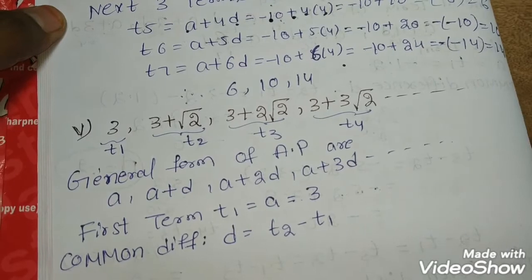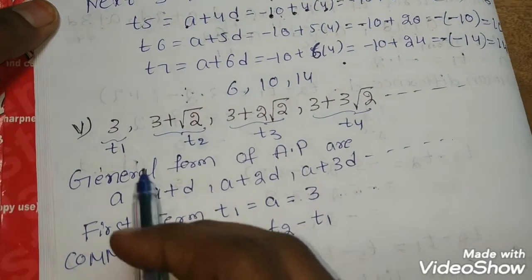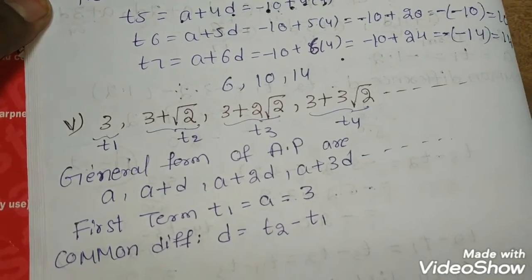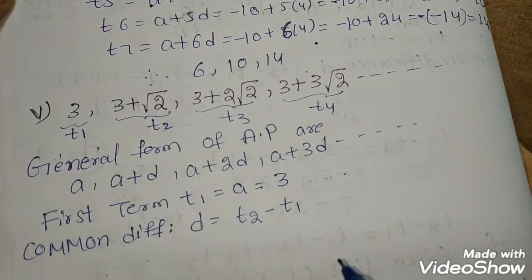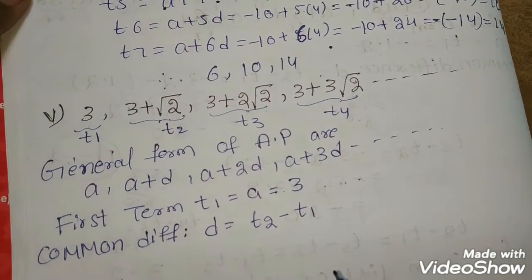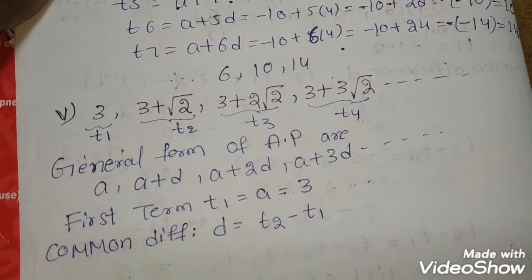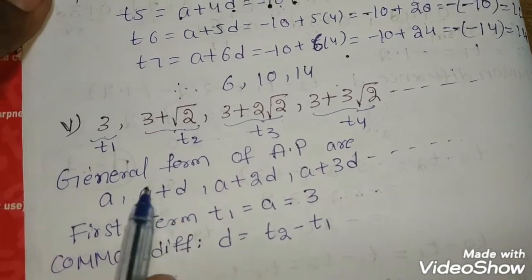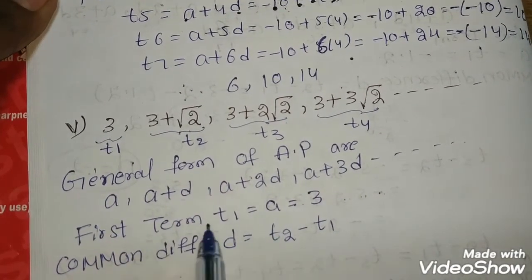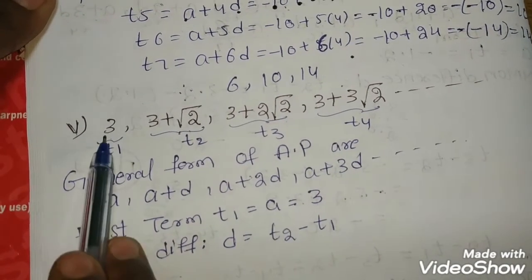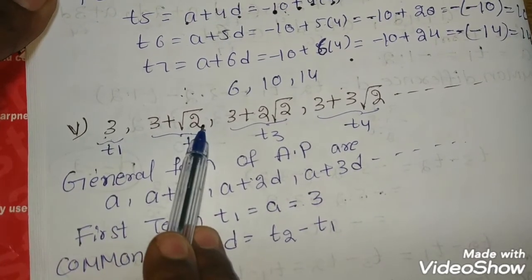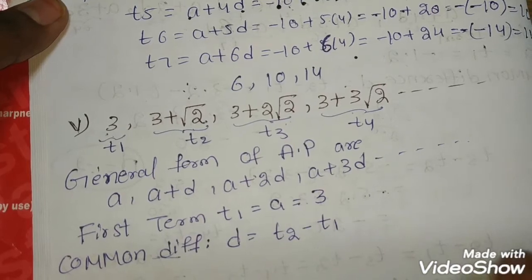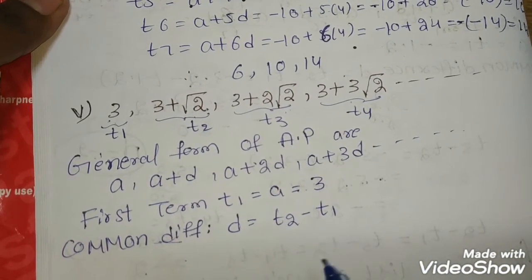Understand? See, coming to the fifth question, what do we have? Term 1, term 2, term 3, term 4. By seeing this question, you think it's so critical. Just leave it. No, guys, it's very easy. See here, the general form we write here. What is the first term here? First term is 3. Second term is 3 plus root 2. Third term, fourth term. So we need to check the common difference, whether it is an arithmetic progression or not.